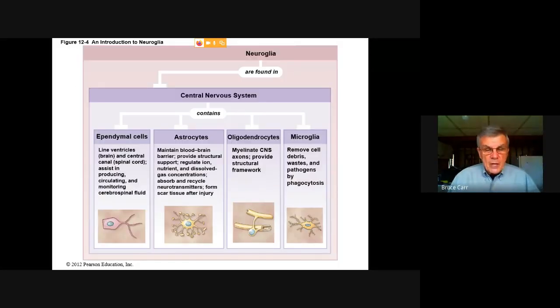We do see a number of cells that are not neurons, called neuroglia. These are the support, the builders, the maintainers of our nervous systems. And we see them like ependymal cells, where they line passageways or cavities. We see astrocytes and oligodendrocytes, which basically hold neurons in place.